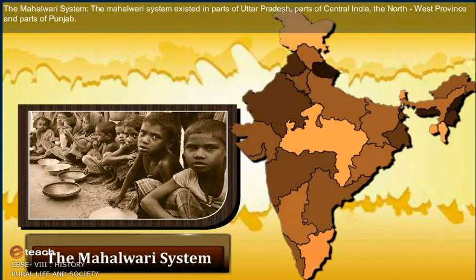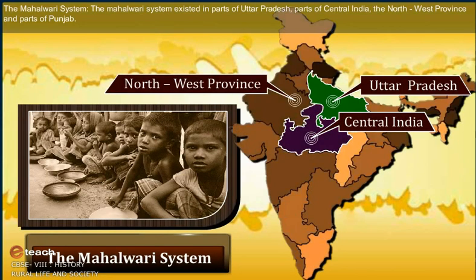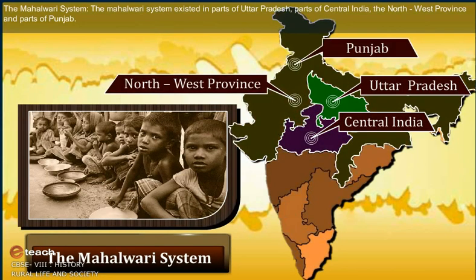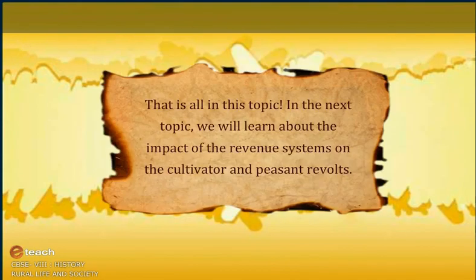The Mahalwari system. The Mahalwari system existed in parts of Uttar Pradesh, parts of central India, the northwest province and parts of Punjab. In this system, the settlement was made between landlords or heads of families, claiming to represent the entire village community or groups of villages known as Mahal, and the government.